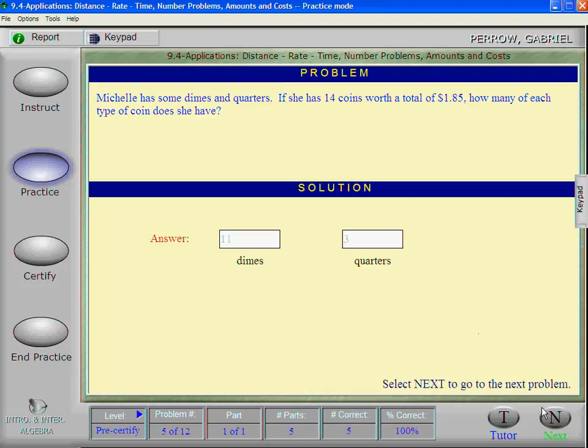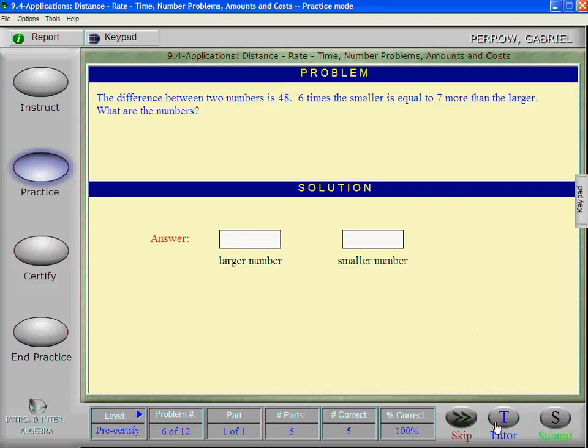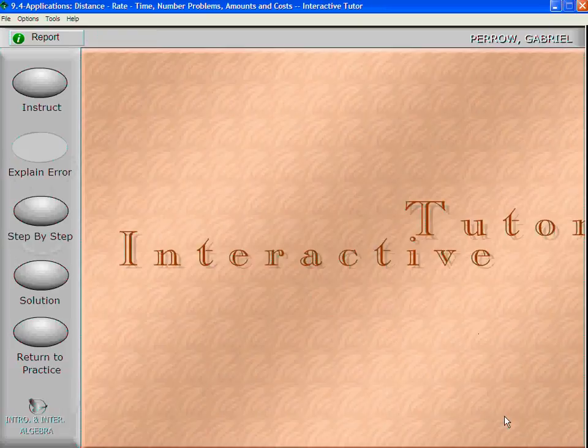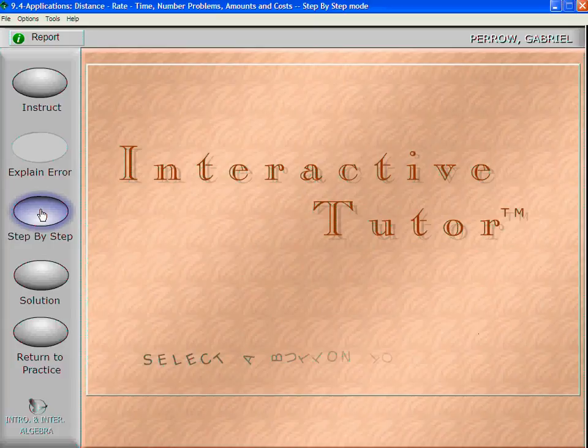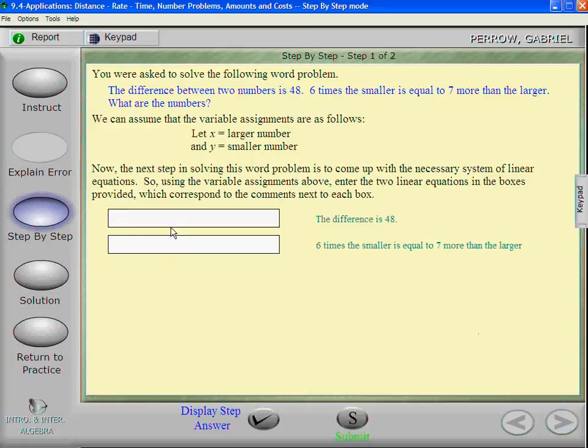Okay, next problem. The difference between two numbers is 48. 6 times the smaller is equal to 7 more than the larger. What are the numbers? So this shouldn't be too bad. I am running a little bit low on time, so just briefly, just to give you something that will help you with that. The difference of the two numbers, if they're x and y, is 48.